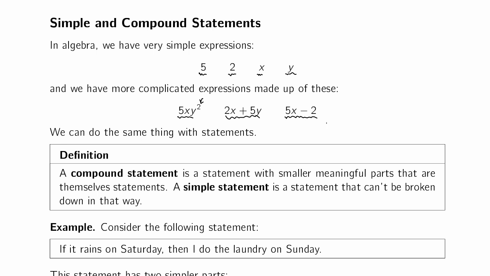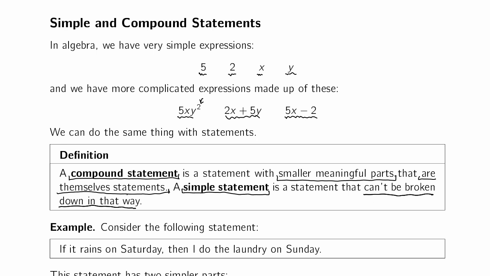We do the same thing with statements. A compound statement is a statement that can be broken up into smaller, meaningful parts. And the parts are themselves statements. And this is easier to see when you see an example. A compound statement can be broken up into smaller statements. A simple statement is a statement that can't be broken down in this way.